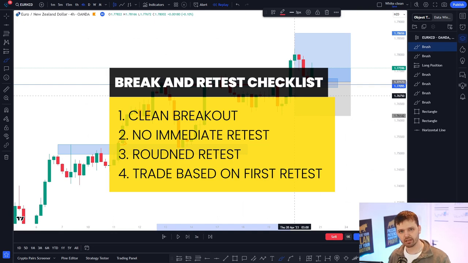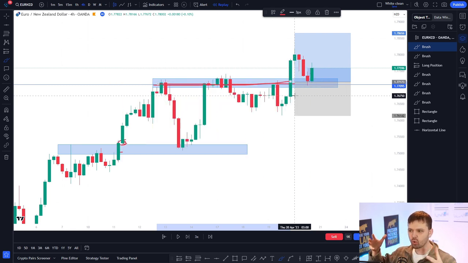So you need a clean breakout, no immediate retest, and you want a rounded retest, and you want to make sure that you trade based on the first retest. That's the very core and the very foundations of the way at least I'm trading and many others are trading the break and retest concept.